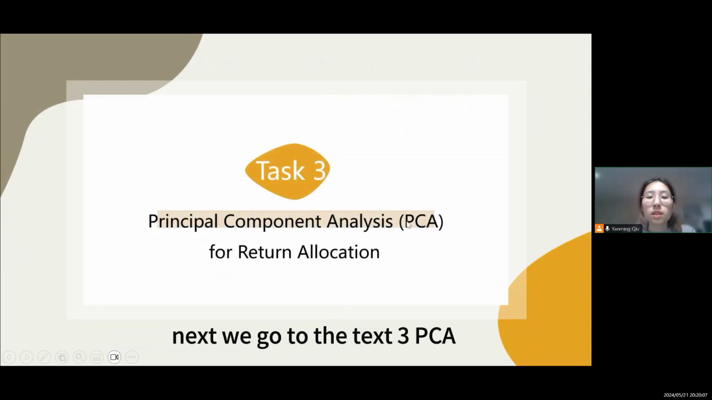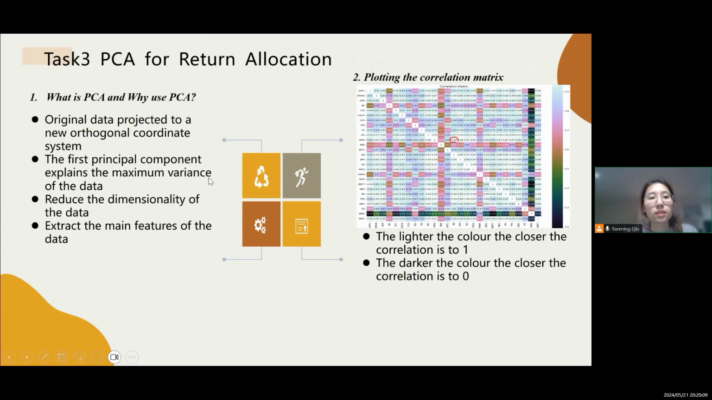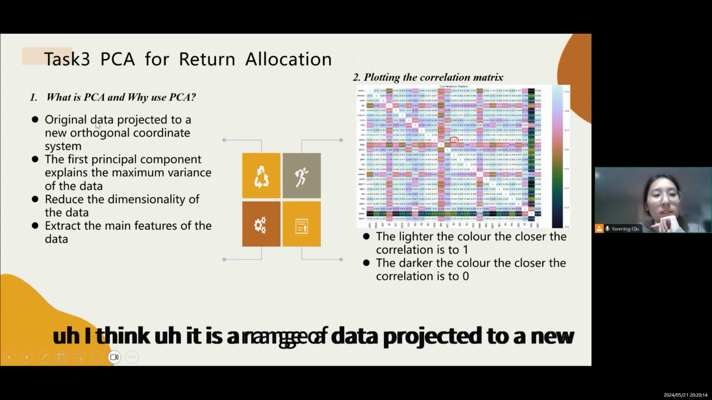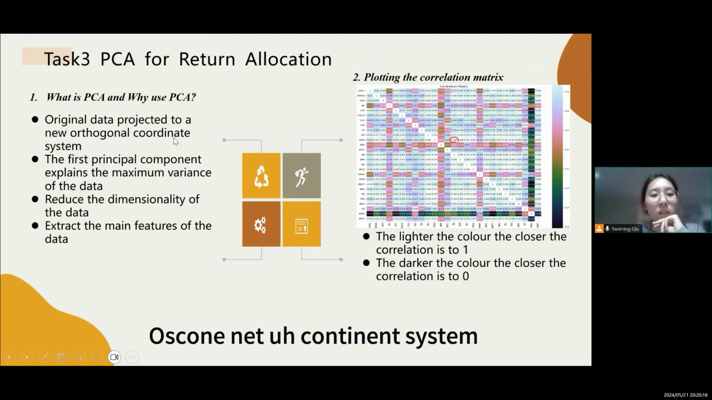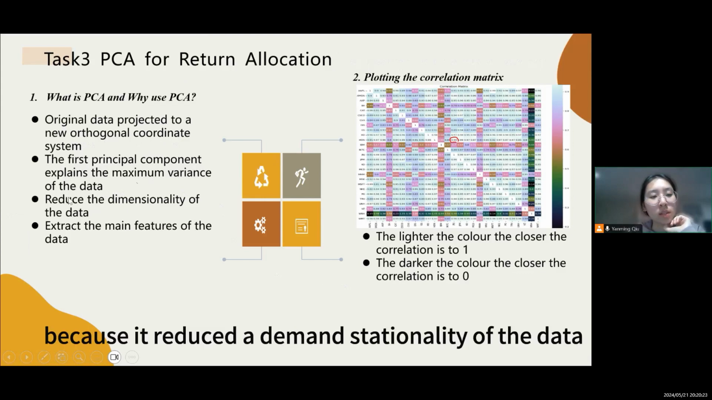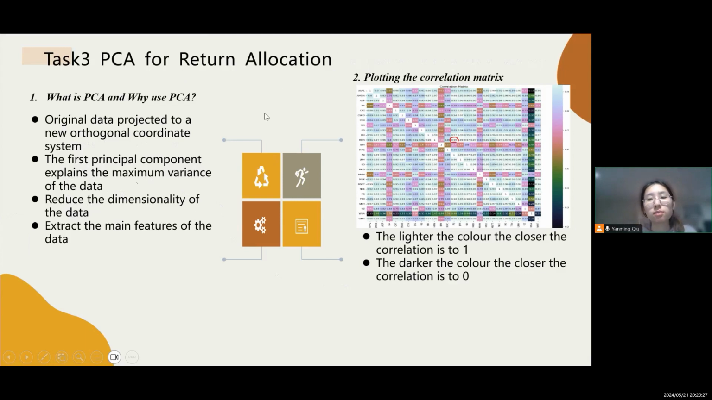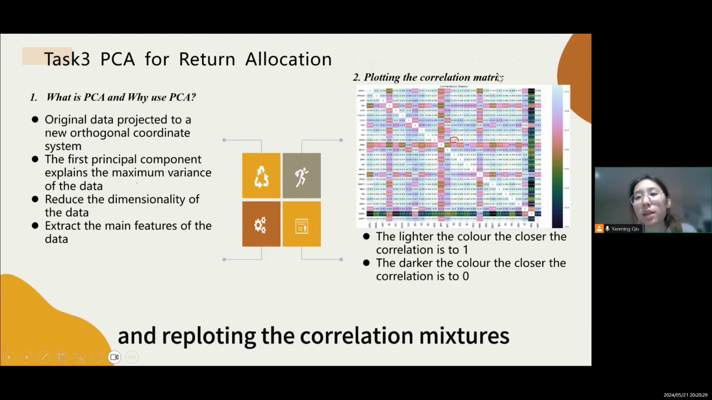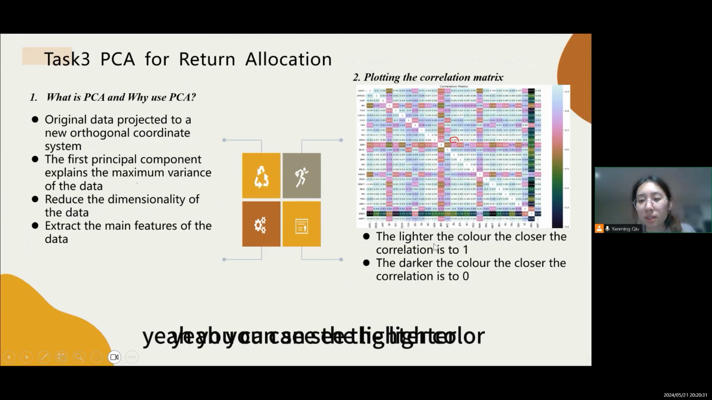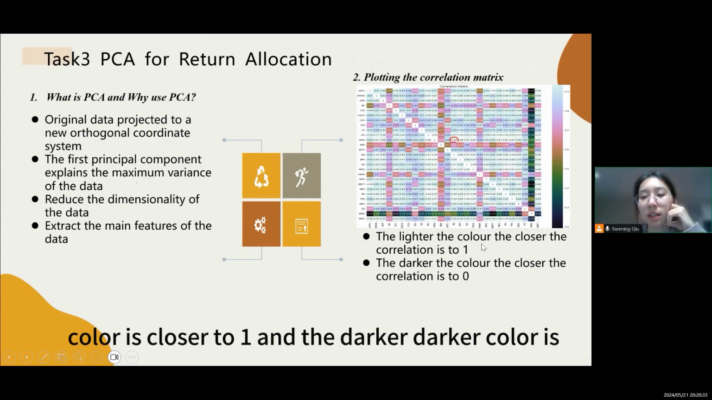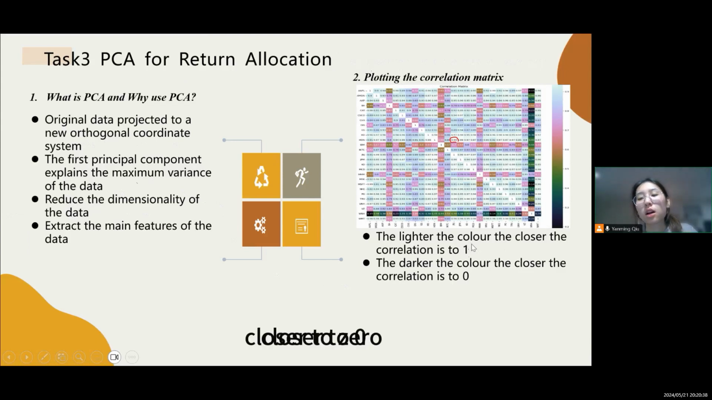Next, we go to text 3, PCA. So what is PCA? I think it is a range of data projected to a new orthogonal coordinate system. And why PCA? Because it reduces the dimensionality of the data. And we plot the correlation matrix. You can see the lighter color is closer to 1 and the darker color is closer to 0.